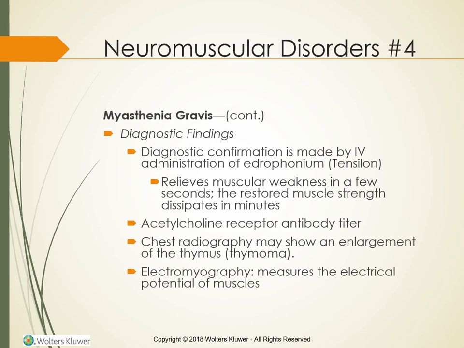Diagnostic confirmation for myasthenia gravis is made by IV administration of Tensilon, otherwise known as edrophonium, which relieves muscle weakness in a few seconds. The restored muscle strength then dissipates in about 5 minutes. Most manifest an elevated acetylcholine receptor antibody titer. Chest radiography may show an enlargement of the thymus called thymoma. Electromyography measures the electrical potential of muscles.